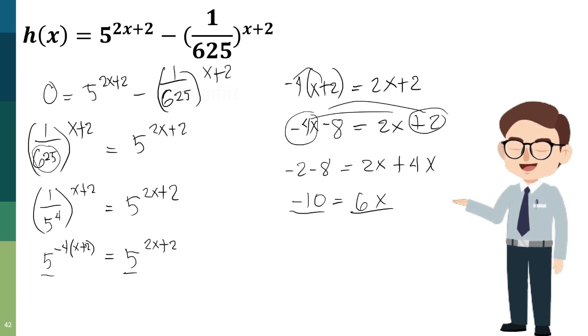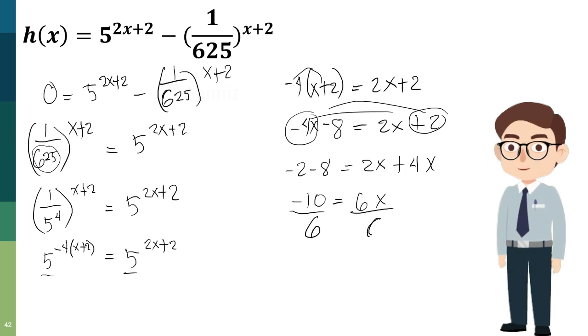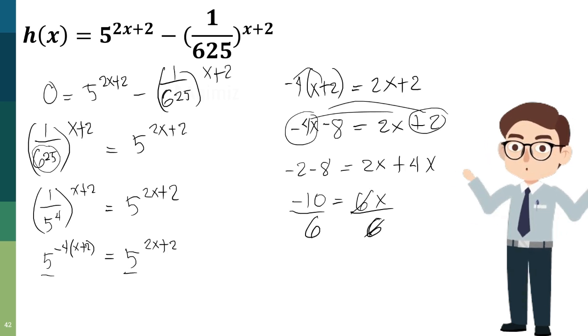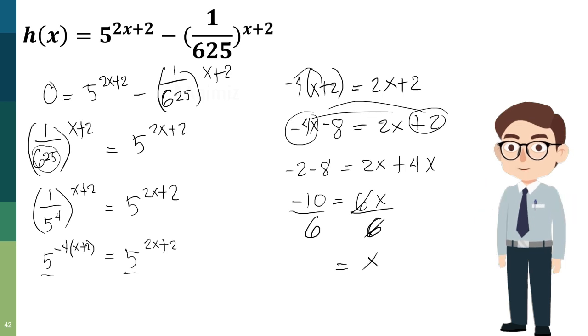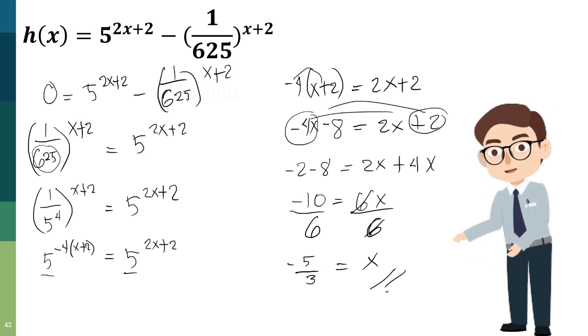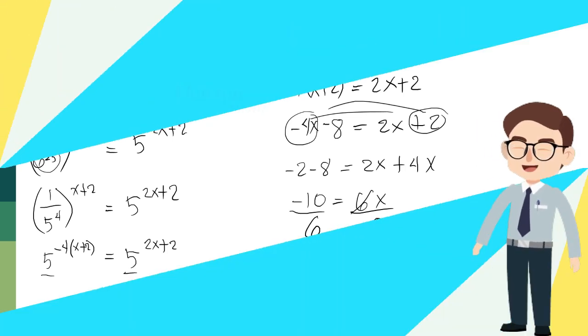Divide both sides by 6. Cancel. Our x is simplified. That is negative 5 over 3. And that is our final answer.